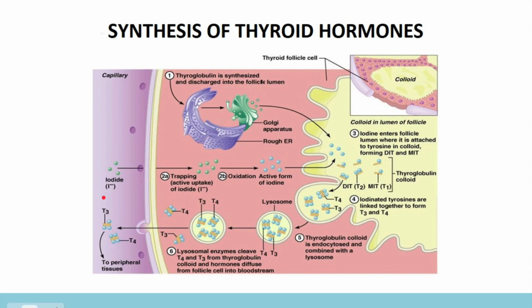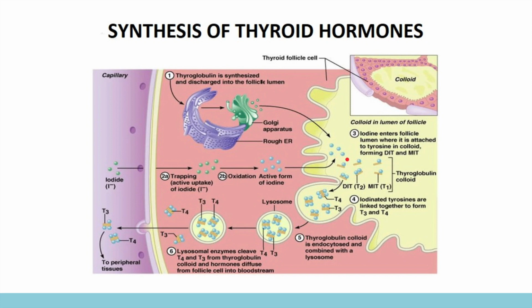So next, let's talk about the synthesis of thyroid hormones. First, we have iodide in green here, which crosses from the capillary and into the thyroid follicle cells. It oxidizes into the active form, iodine. Now at the same time, up here, in these follicular epithelial cells, thyroglobulin is synthesized and secreted into the lumen, the colloid here.